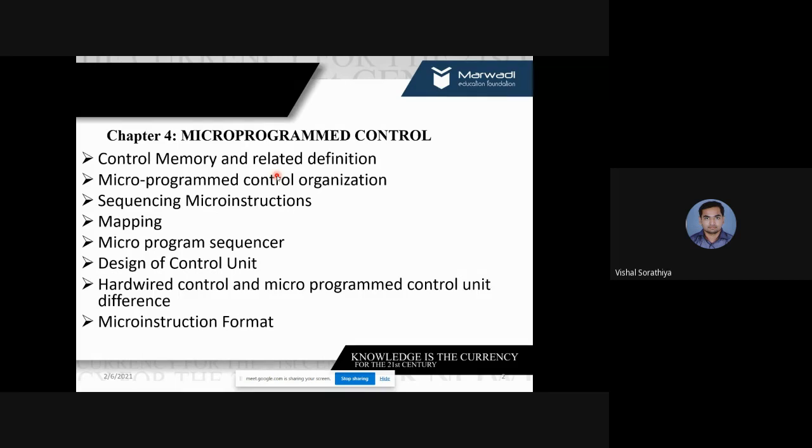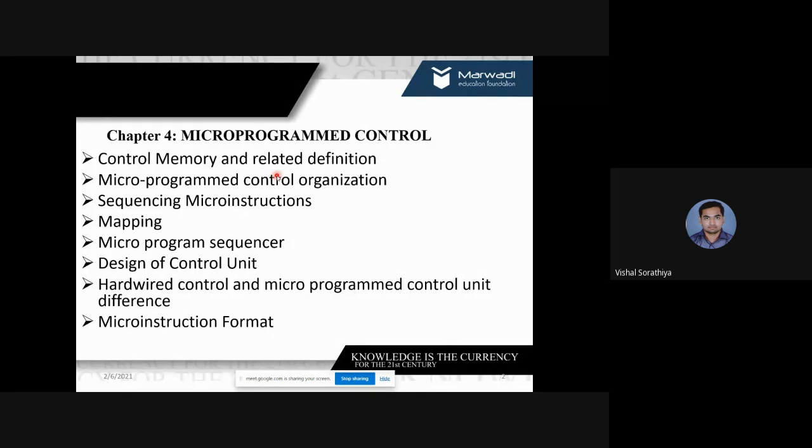We are going to discuss how this micro program control unit works. For that we start with what a control unit is, what control memory is, and the respective definitions, what the different tasks are, and the difference between micro program control and hardwired control. Then the different micro instructions, the micro program sequencer, its design, and the instruction format.